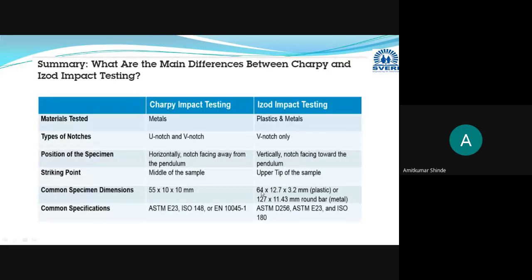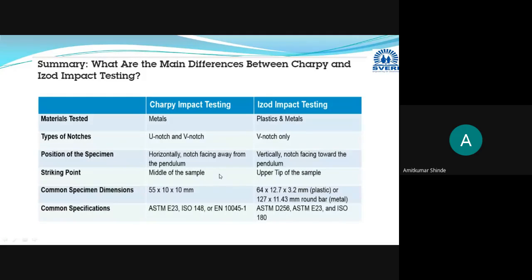And these are the specimen dimensions here. You have to refer to it for this plastic material only. Okay, 64 is the length, then the width, and this is the thickness. 3.2 will be the thickness, 12.7 will be the width, and 64 will be the length. Okay, and the standard used is ASTM D256.